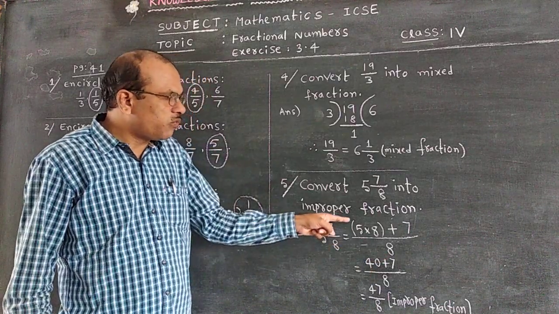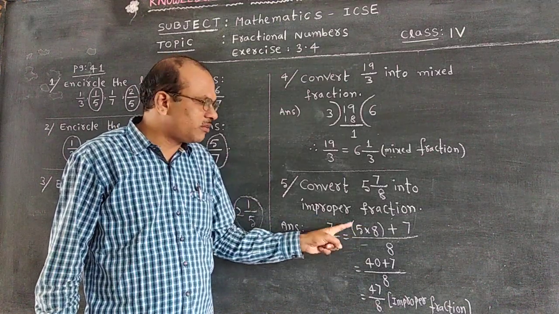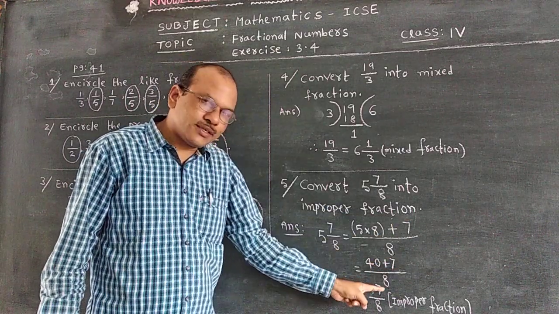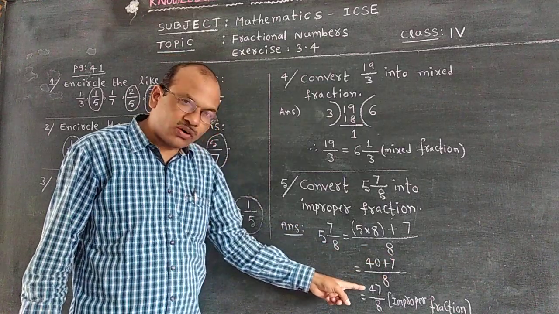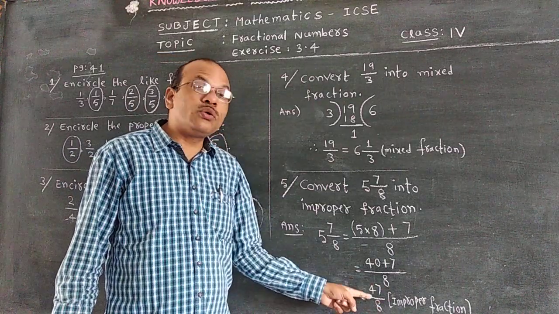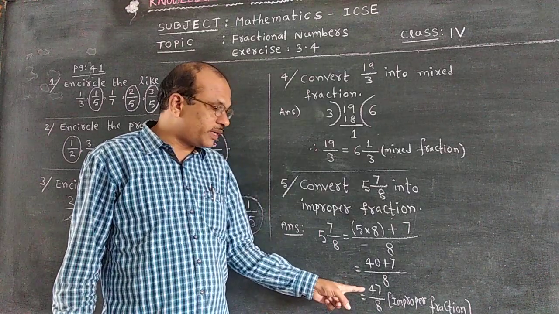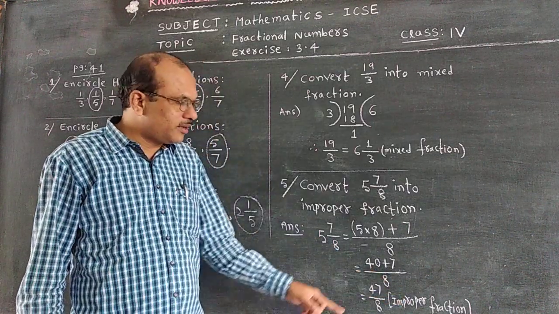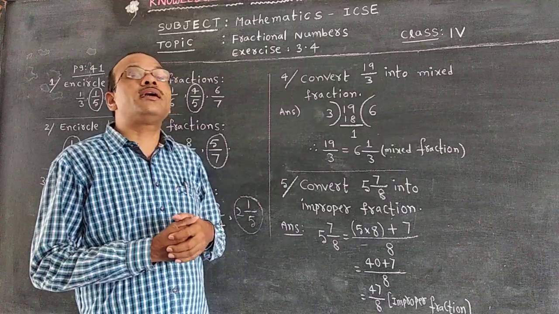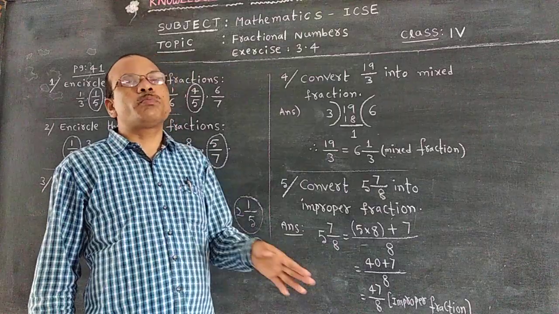Is it clear? Now 5 into 8 gives you 40. 5 8s are 40. Fifth table, 5 8s are 40, plus 7, by 8. 40 plus 7 is 47 by 8. Here we got a new fraction in which the numerator is bigger than the denominator. So we call it an improper fraction. That is obtained from the given question 5 7 by 8, which is called a mixed fraction. So a mixed fraction is converted into an improper fraction.